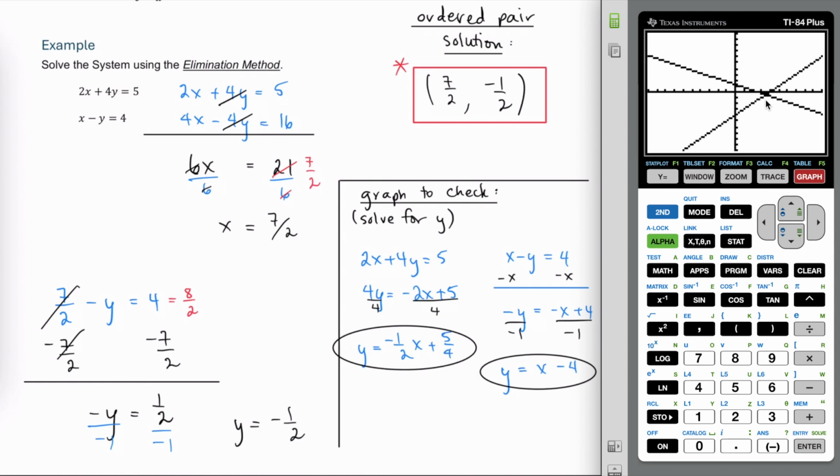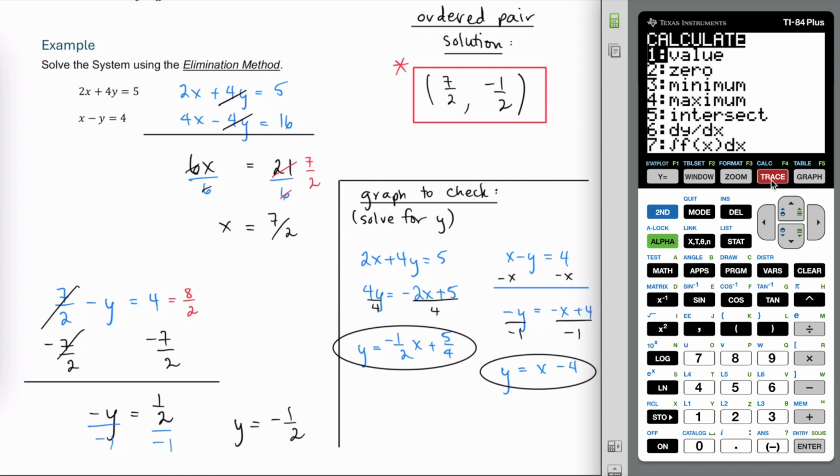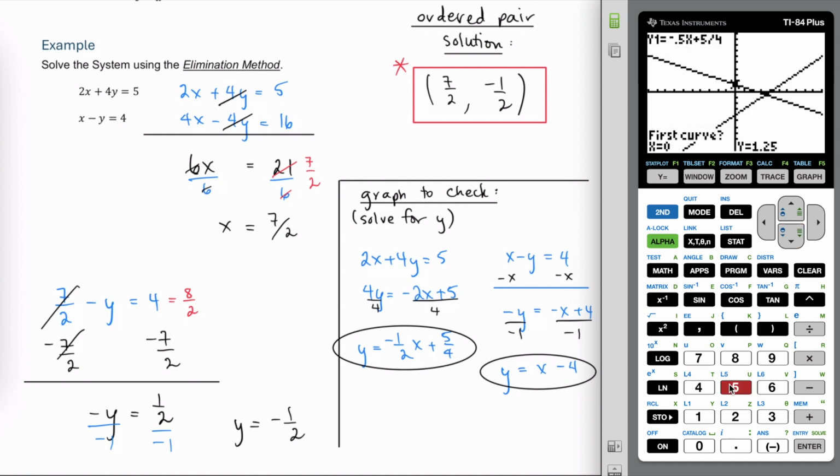In order to verify this intersection point, we'll need this calculate function here, which is above trace. So we hit second and then trace, which accesses the calculate feature, and the function that we're after is the intersection. So we can arrow down to number 5, or we can just hit the number 5. Either way, it'll access the intersection function. And then we're asked to determine which two curves we want to find the intersection between. So is this the first curve? We say yes by hitting enter, and it automatically jumps to the second line and says, is this the second curve? Of course it's a line, but the calculator just says curve every time. And we say yes by hitting enter.